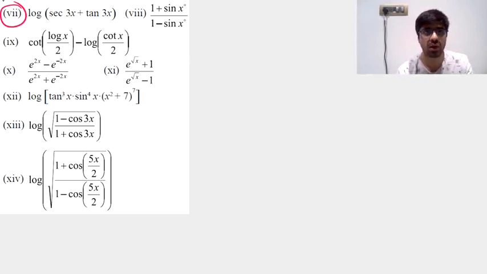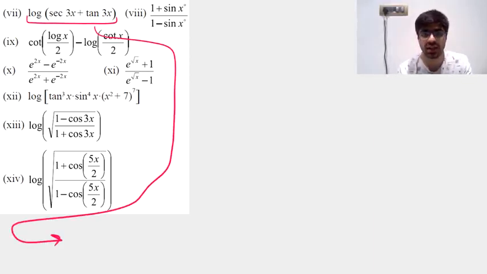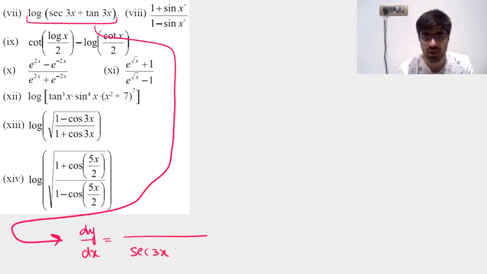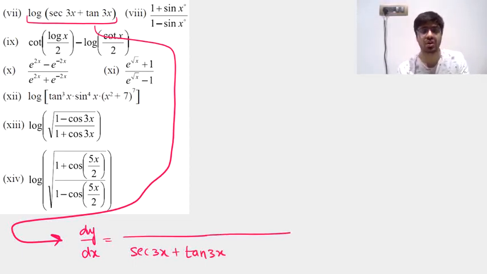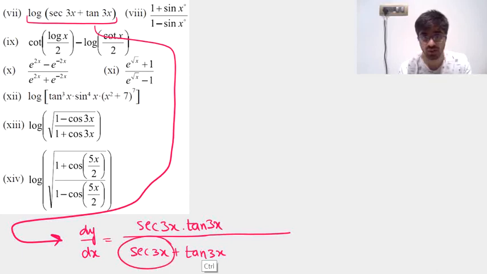Continuing with the seventh one, where it is log of sec 3x plus tan 3x. It's a simple one. Don't try to apply any trigonometry over there. Just take a derivative straight away. It's like log x. So dy by dx, that's going to be 1 upon sec 3x plus tan 3x. Further multiply it with the derivative of sec 3x plus tan 3x, which is sec 3x tan 3x. This is only the derivative of this, plus the derivative of this, which is sec square 3x.